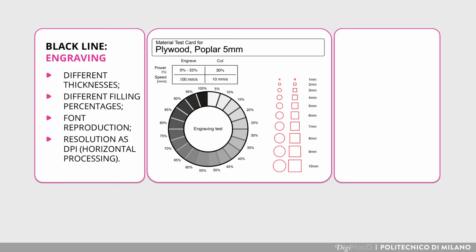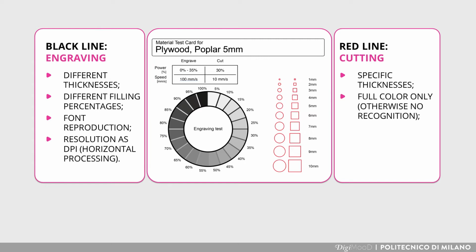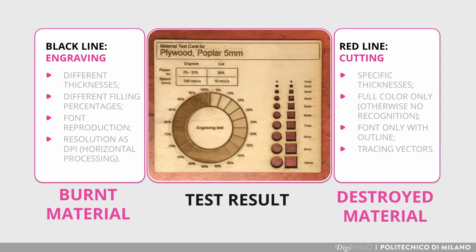The red line, on the other hand, indicates the cutting, whose features are specific thicknesses, recognition of full color only, font reproduction only in outline mode, and working with vectors. Here you can see the final result.